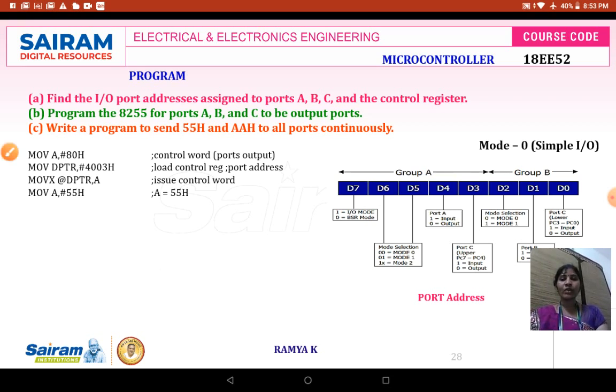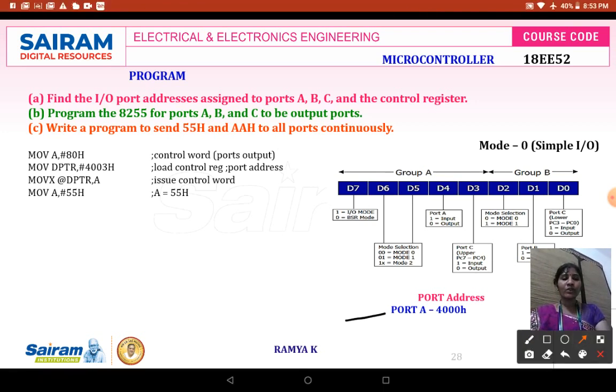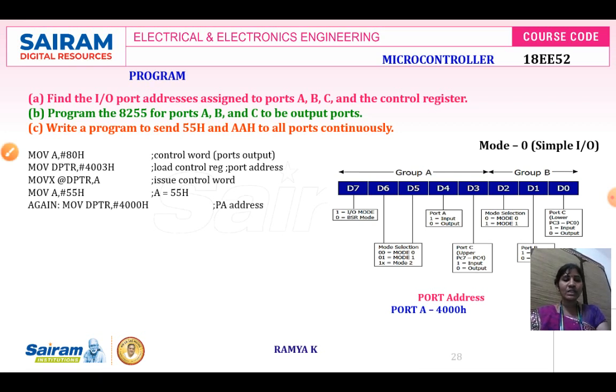So in the third line, what it means is you are going to issue the control word to the address 4003H. Then 55 and AA have to be moved to all the ports. We are going to have the port A address as 4000H. Since 4000H is the port A address, in this address I have to move 55. Now in the accumulator you have 55, so this will be moved on to your 4000H.